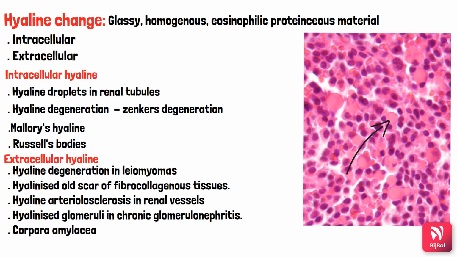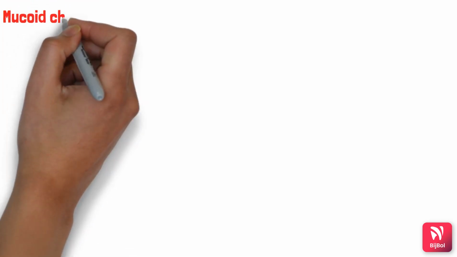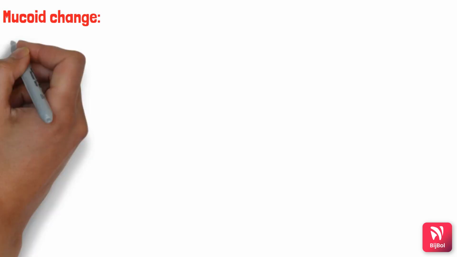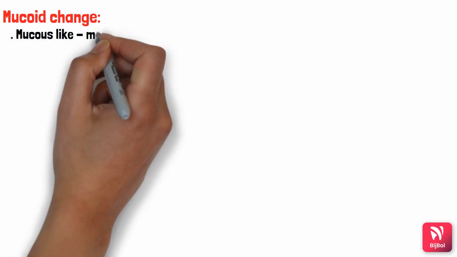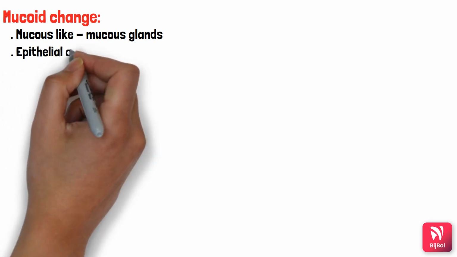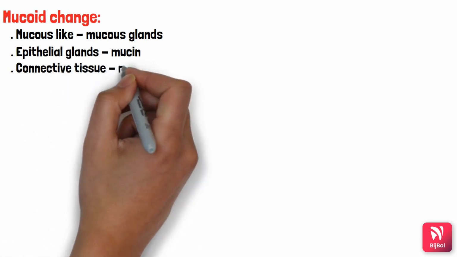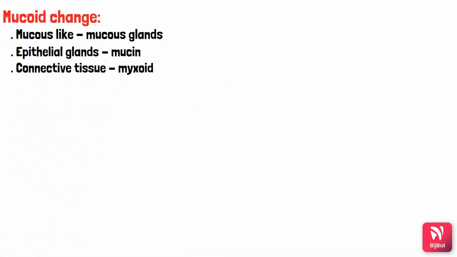The next reversible cell injury is mucoid change, wherein mucoid means mucus-like material, and this mucus is a secretory product of mucus glands, okay. So it is a combination of both proteins and mucopolysaccharides. That means mucin is a glycoprotein, and this mucin is produced both by epithelial cells and connective tissue cells. In epithelial cells, it is by mucous membranes and mucous glands, and in connective tissue, this mucin deposition is called myxoid.